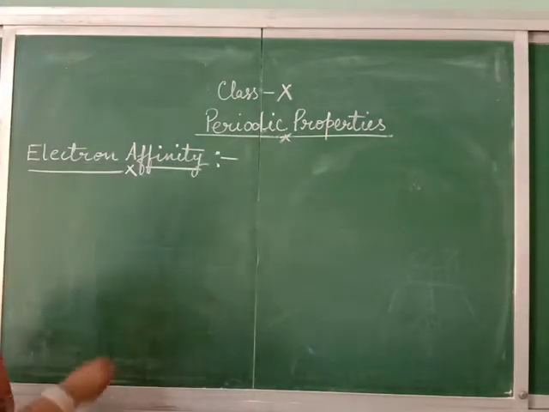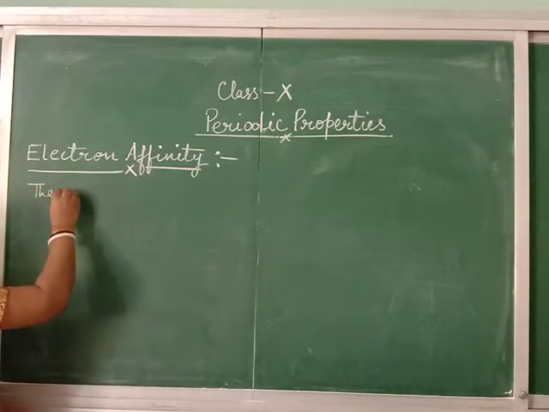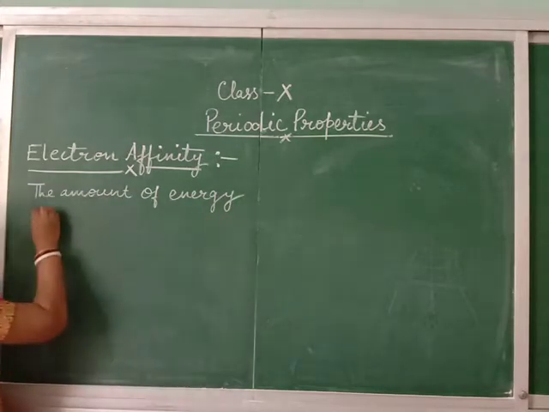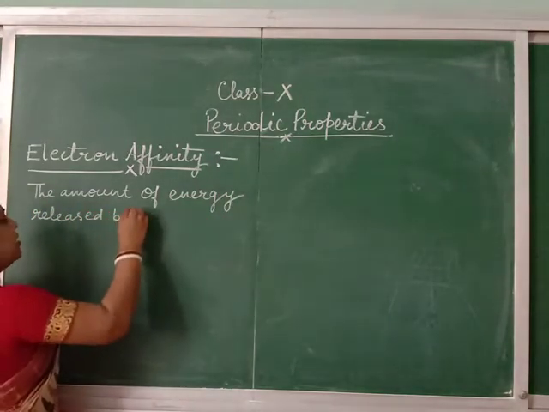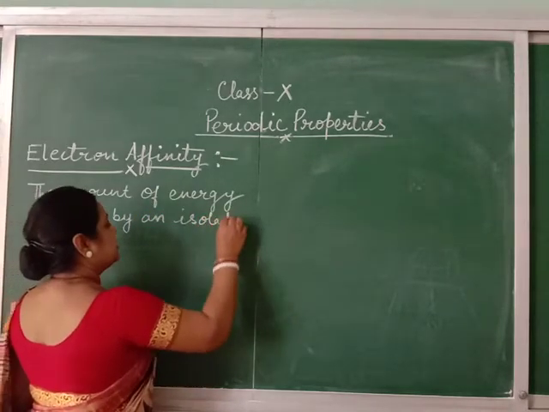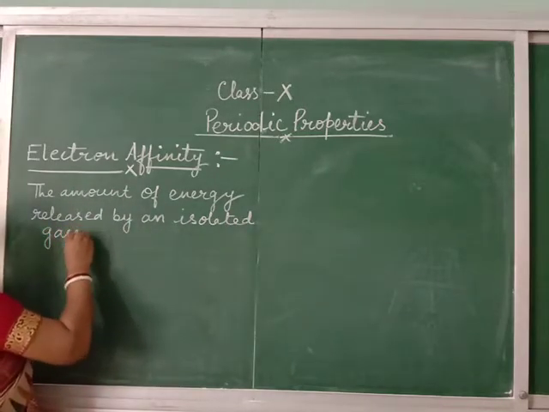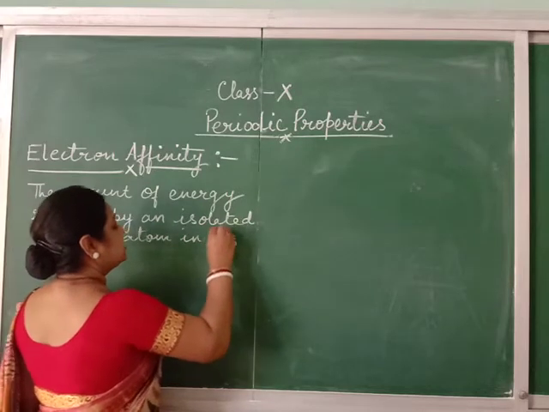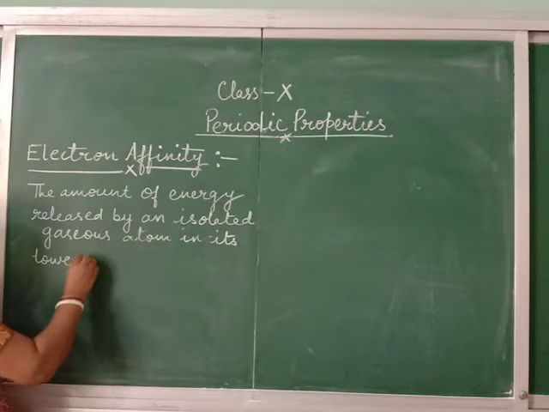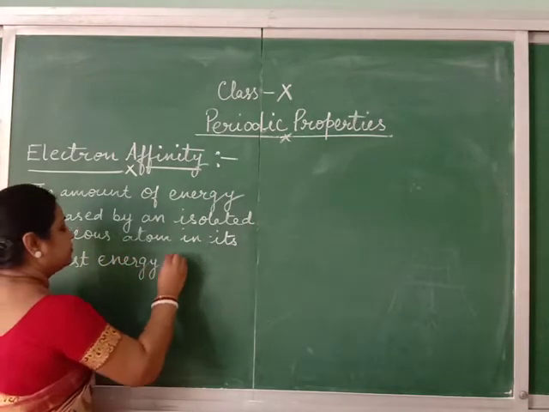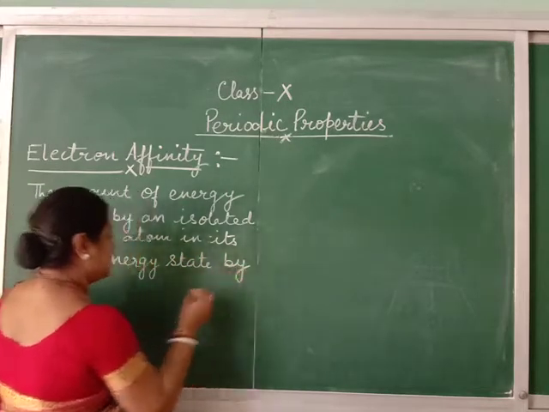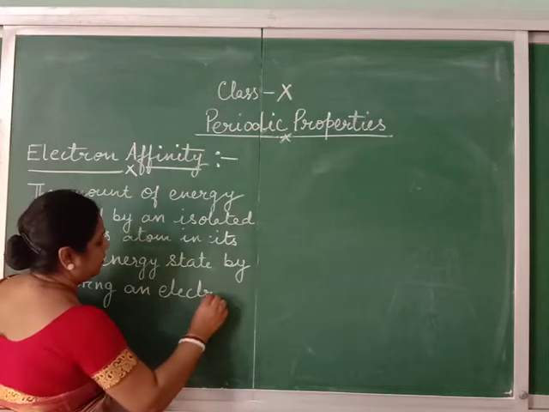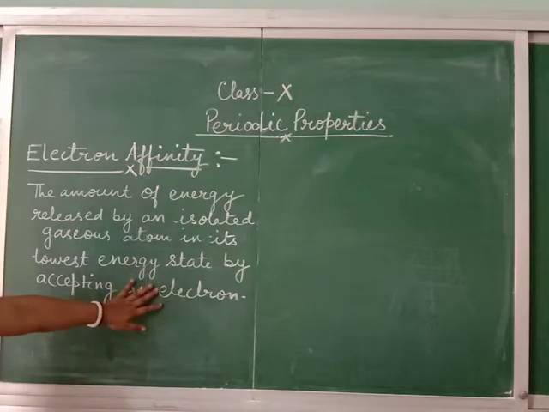By definition, what is electron affinity? The amount of energy released by an isolated gaseous atom in its lowest energy state by accepting an electron. This is the definition of electron affinity.